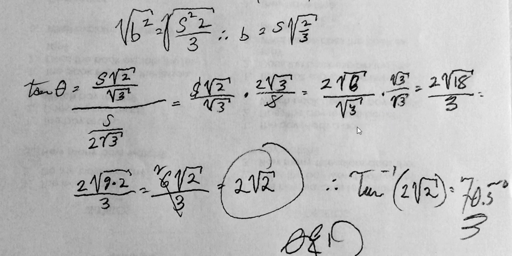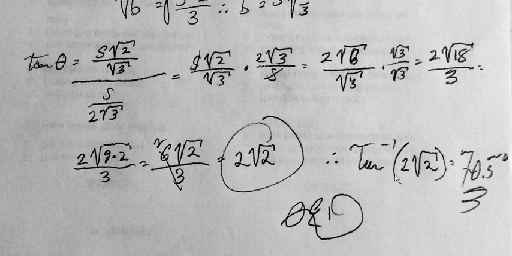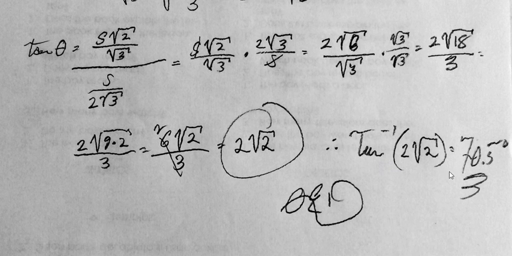And I can go ahead and simplify that further because 18 is 9 times 2. That pops the 3 out, and now I have 6 radical 2 over 3, and I do the final 6 over 3 is 2 over 1. That leaves me with 2 radical 2. So that is the exact tangent of that angle. So if I take the arctan of that, that equals 70.5 degrees. Quod erat demonstrandum. Hope you had fun going through this.